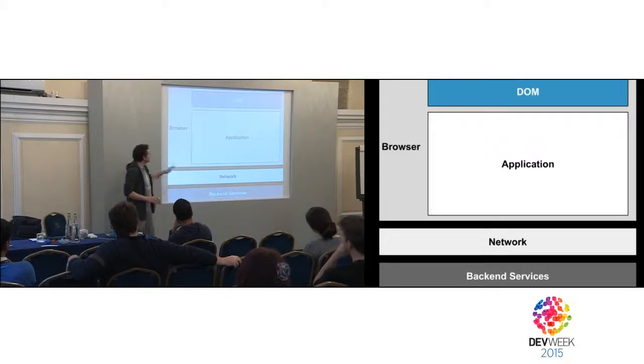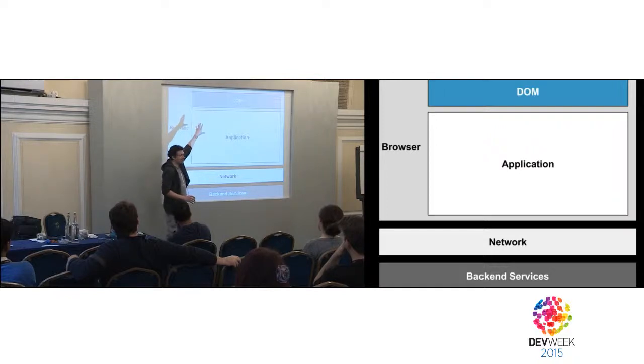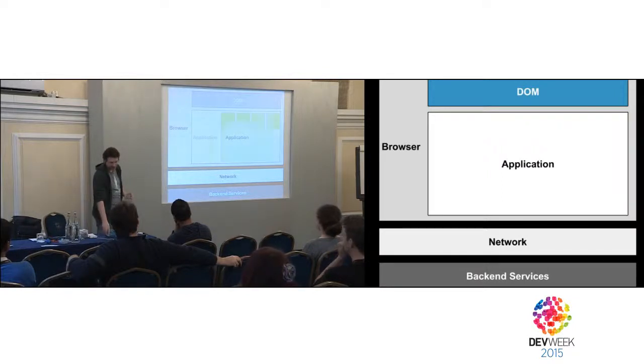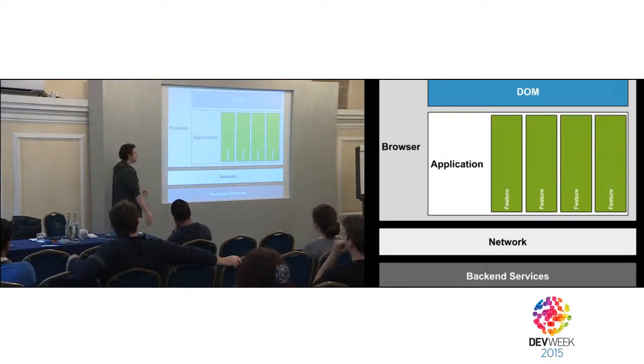So this is, I'm awesome at design, as you can tell. This is my very high level application stack. We've got some backend services, we've got the network, probably the internet or an intranet. And in the browser, we've got our application code base, and we've got the document object model. So I mentioned it's nice to think about building features. So the first thing that we do is break our application into features. You can think of them as vertical slices of functionality.